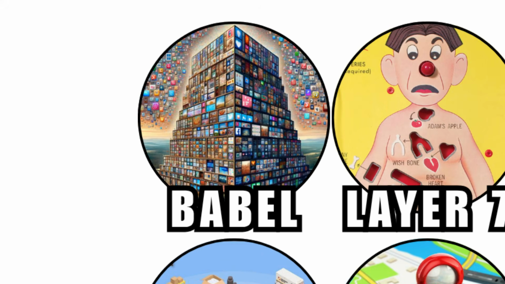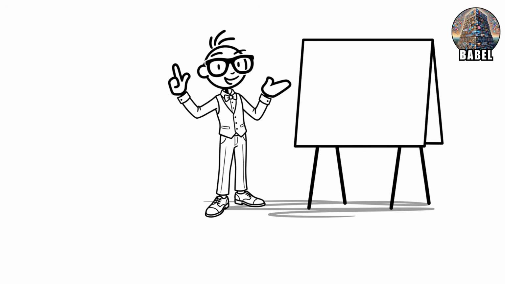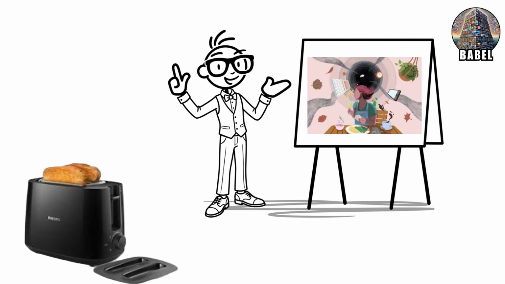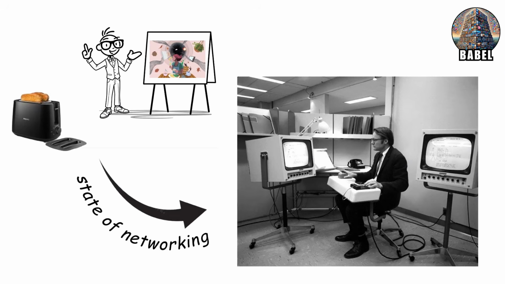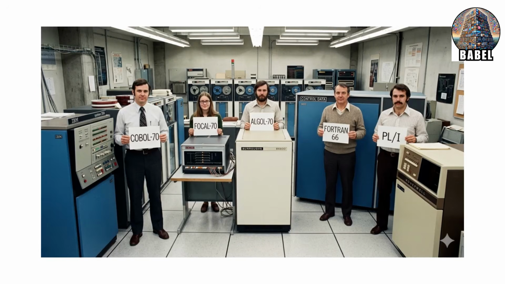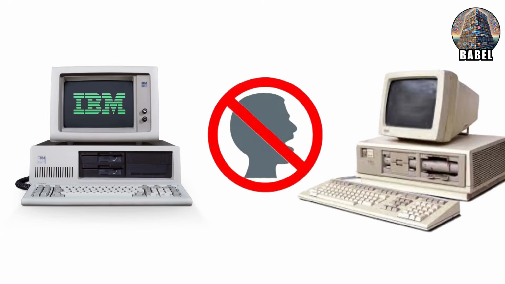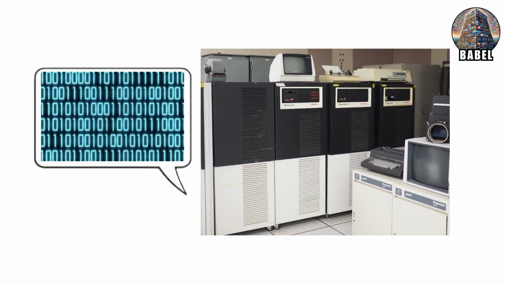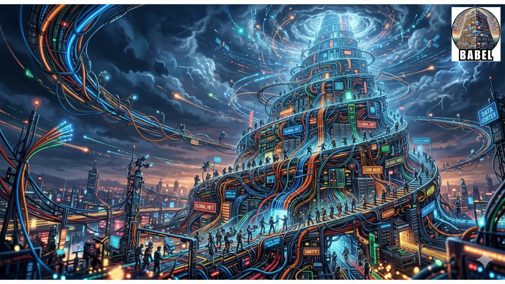The digital Tower of Babel. Imagine you're trying to explain the concept of existential dread to a toaster. That was the state of networking in the 1970s. Every computer manufacturer spoke a different digital dialect. IBM didn't talk to DEC, and Honeywell was off in a corner screaming in binary. It was a digital Tower of Babel where wires only worked if they were from the same cult.